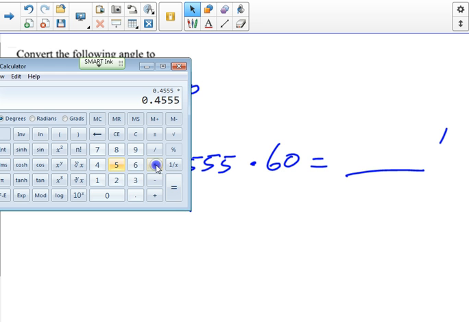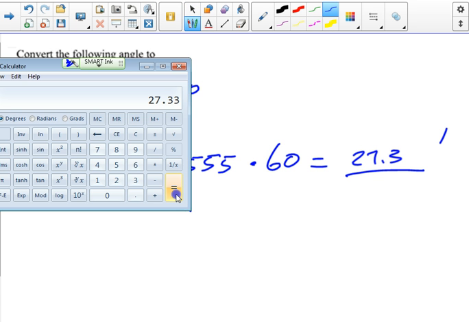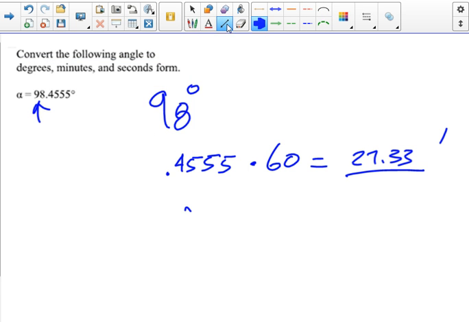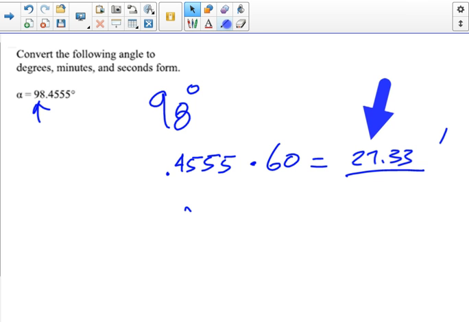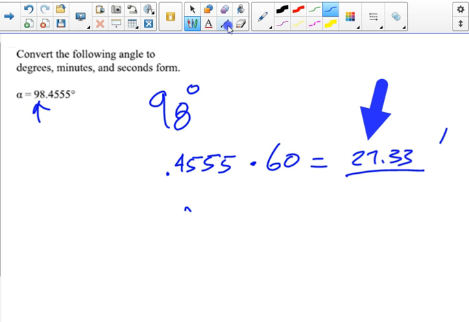0.4555 times 60 equals. So that gives me 27.33. That's my number of, when I say that, let's point at it, ready? This is the number of minutes. Right here, 27. So I got 27 minutes, but now I need seconds.